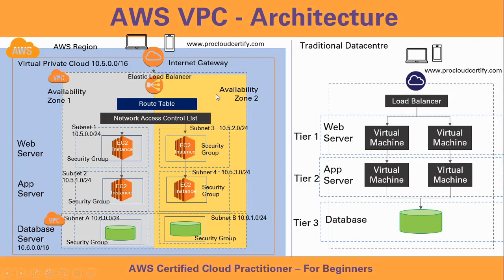This ensures that in case one of the availability zones, which is a traditional data center, were to go down, we would still have another availability zone to handle the requests and be able to ensure that our users have a fault tolerant and a highly available application at all times.